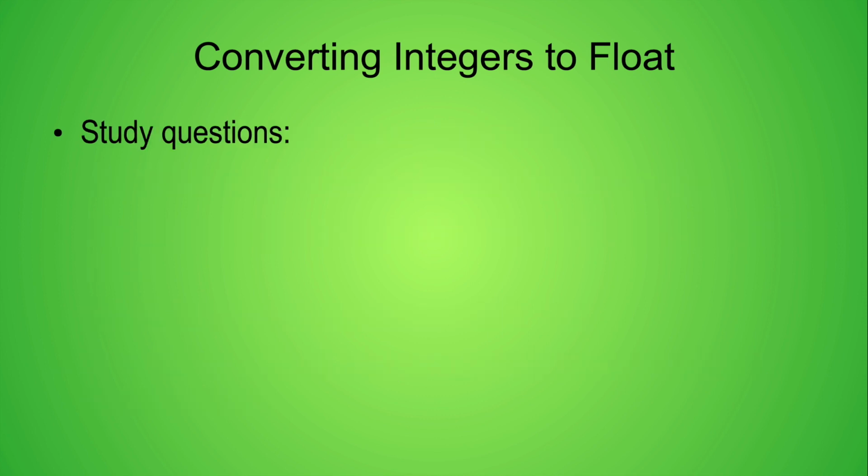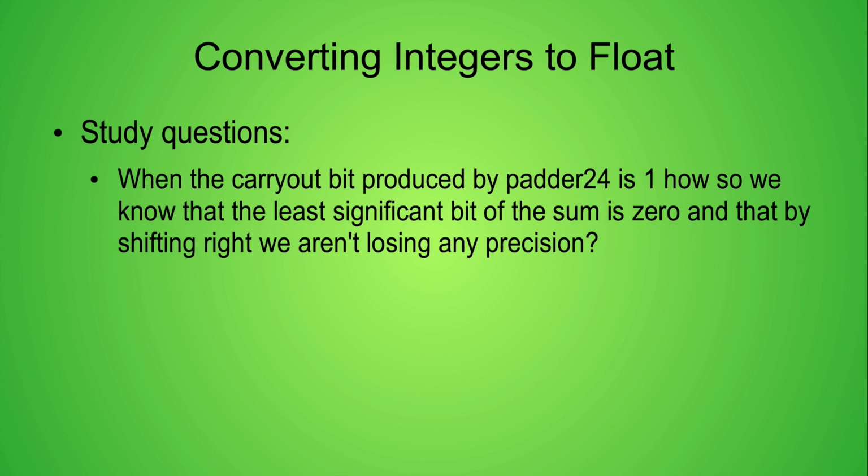Before wrapping up this video, I want to pose some study questions and suggest a possible exercise for the viewer. In the case that the carry out bit is 1, how do we know that the sum output by p_adder24 has a least significant bit of 0 and that by shifting the sum right, we aren't losing any precision?